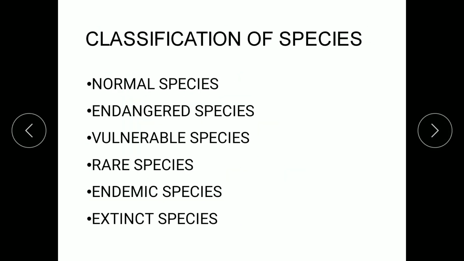So now we can classify the fauna into the following categories. The first one is normal species, then endangered, vulnerable, rare, endemic and extinct species.